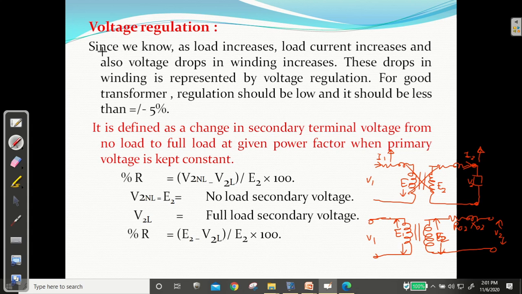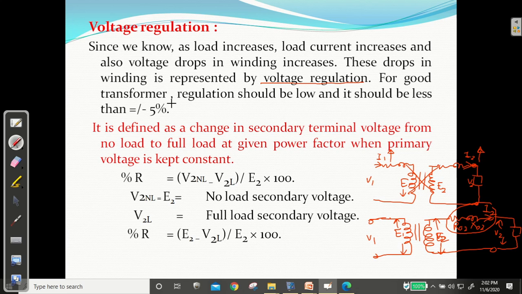Now, clear? So we know as load increases, what will happen? If we increase the load, you can connect the load here. As we increase the load, the load current increases, meaning I2 will increase, right? And when I2 increases, the voltage drop in the winding will increase. This voltage drop in the winding will increase. These drops in winding are represented by voltage regulation. Voltage regulation means more the regulation, more the drops.